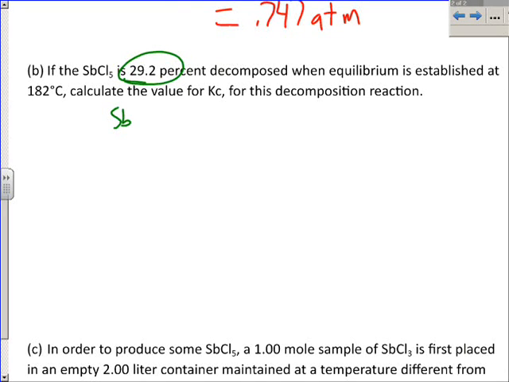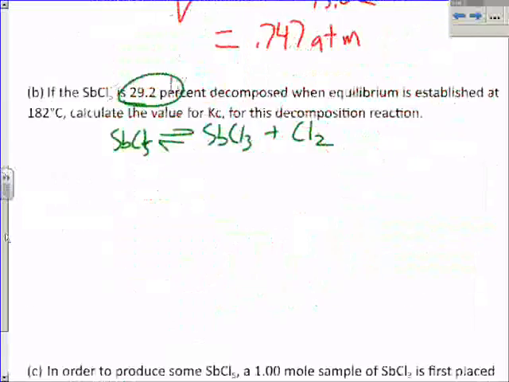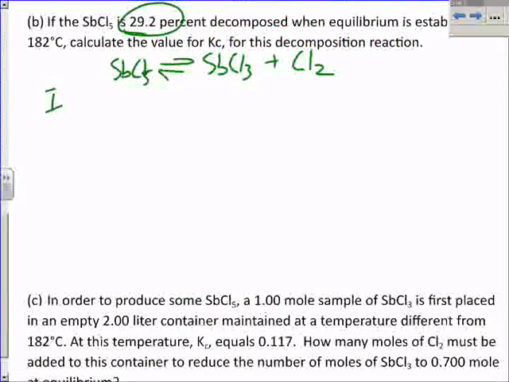So I'm going to start with my reaction. SbCl5 is in equilibrium with SbCl3 and Cl2. Now, I knew what my amount was at the beginning, so I know initial conditions here. Remember from a second ago, I just calculated that the molarity at the beginning was 0.02 molar. So if I set up my ICE table here, I know my initial molarity is 0.0200 molar.